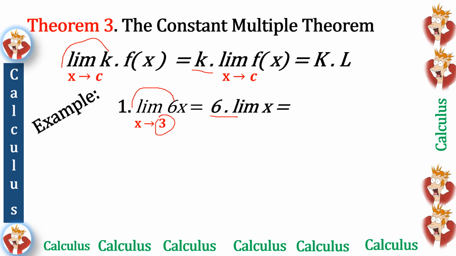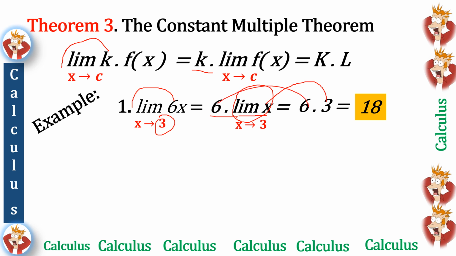Diba? Theorem number 2, kung ano man yung value ng c, yun din po ang magiging value ng x. So, papalitan natin yung limit x ng 3. And therefore, magiging 6 times 3. So, ang ating magiging sagot ay 18. That's your final answer. Tandaan, itong limit x, dahil pinalitan natin ng number 3. Yung 6, we just simply multiply. Kaya po ang ating naging sagot is 18.